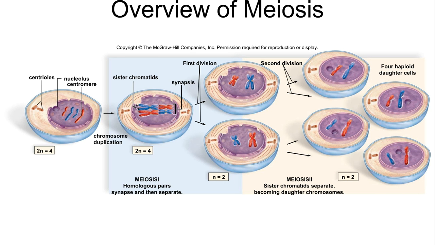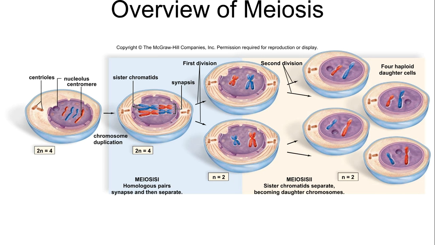Synapsis is where you get genetic recombination. This is where you get genetic exchange. This is where your mother's chromosome and your daddy's chromosome come together and exchange genetic information. This is what you would refer to as molecular sex. It's where the actual exchange of genetic information occurs.